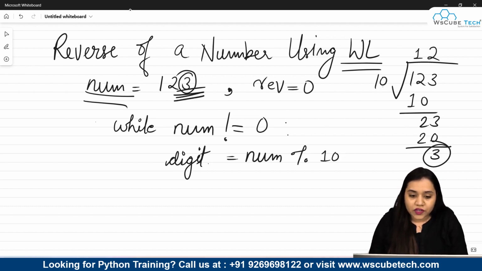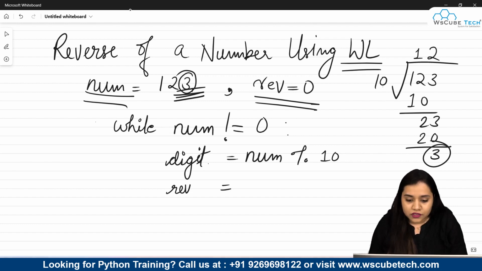After this, what we need to do, we need to add this digit inside our reverse. So right now reverse is 0. To this reverse we need to add this digit. How to add this digit is very simple. We will be writing reverse is equal to whatever our reverse is. Suppose it's 0, right now it is 0. So reverse multiplied by 10 plus this digit.